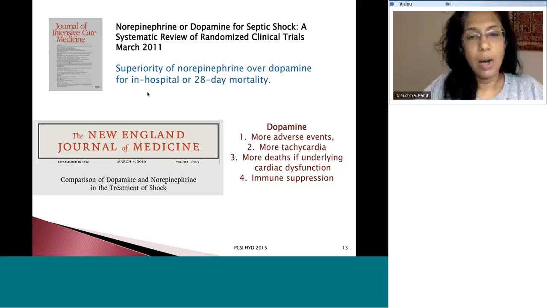There's even a pediatric article which came out very recently, at the end of 2015, that shows more deaths and hospital-acquired infections when dopamine was used. And in this article, dopamine was compared with adrenaline.